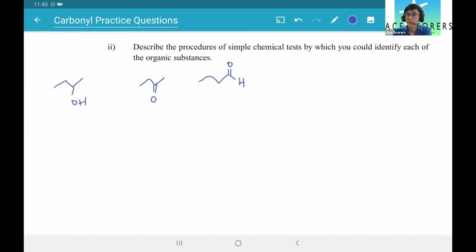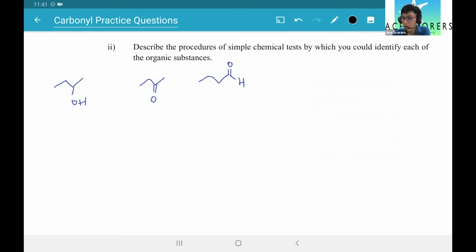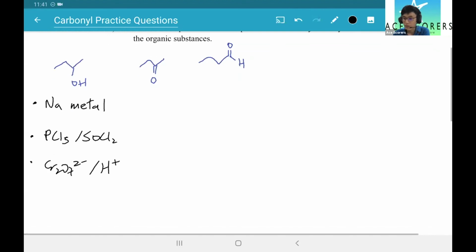Okay? Because this kind of question is actually a 3-mark one. Very easy to get the marks once you know the tests. So let me summarize the tests you can do. For your alcohol, you can use sodium metal. This one gives the effervescence of hydrogen. You can also use SOCl2, or the equivalent of SOCl2, which is PCl5. That one also can. You can also use acidified dichromate or acidified manganate. Okay, also can.